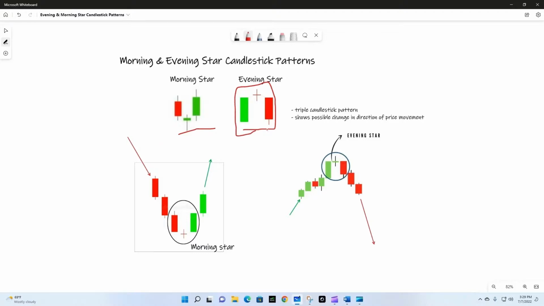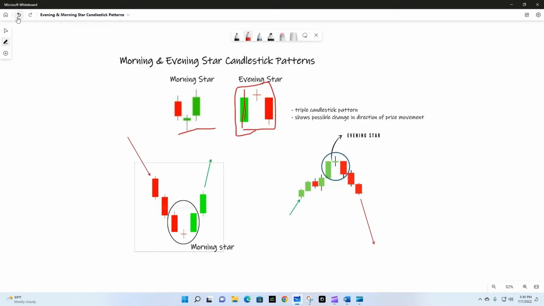With the evening star, like I said, you're going to see it near the end of an uptrend. The first candle is a bullish candle representing a bullish market. We are buying, we are buying, we are buying. Then the second candle is a doji. This is a candle which has no body and it has 2 wicks up and above. A candlestick with no body is called a doji. In most cases, it represents indecision. So the market was going up and then it got to this point. There was some indecision whether the price should continue higher or not.